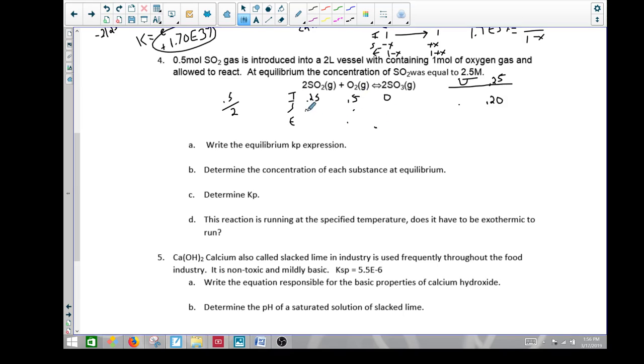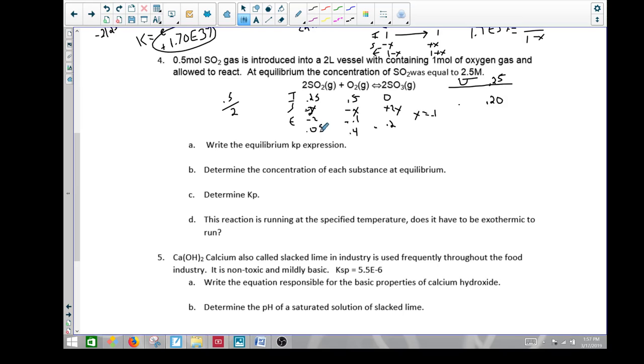All right, so I'm going to lose x, lose 2x, lose x, gain 2x. This is 0.2, and therefore x equals 0.1. I will therefore be losing 0.1 and down to 0.4. Losing 0.2, down to 0.05.